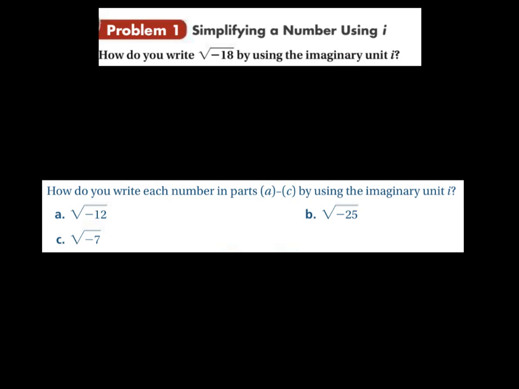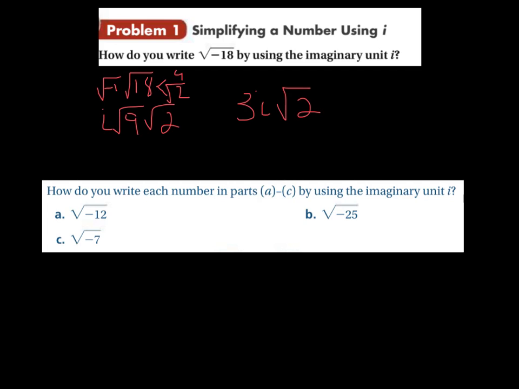So if we want to simplify the square root of -18, we're going to think of that as the square root of -1 times the square root of 18. Well, the square root of -1 is i. 18 is 9 times 2, so that's square root of 9 times square root of 2, and the square root of 9 is 3, so I get 3i times the square root of 2.